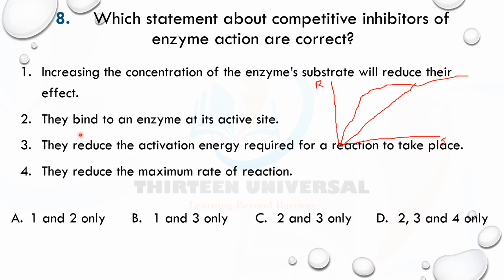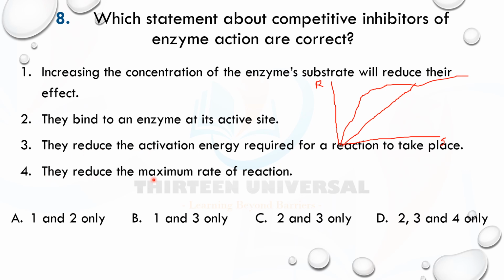Look at two. They bind to an enzyme at its active site. Yes, we're dealing with competitive inhibitors. They have a similar shape to the active site, so they compete for the active site with the substrate. So statement two is correct. Three says they reduce the activation energy required. No, it's only enzymes that do this. Inhibitors do not reduce activation energy. So three is wrong.